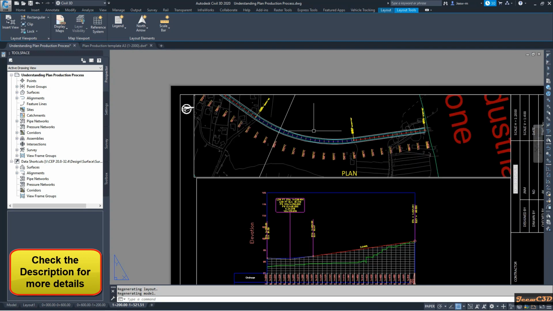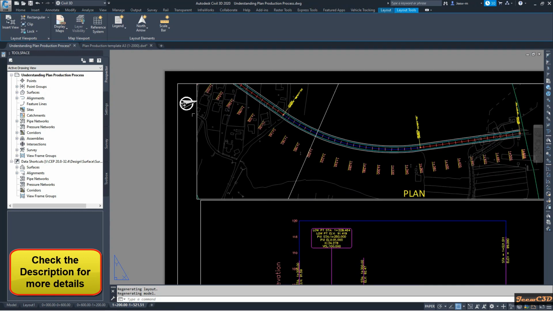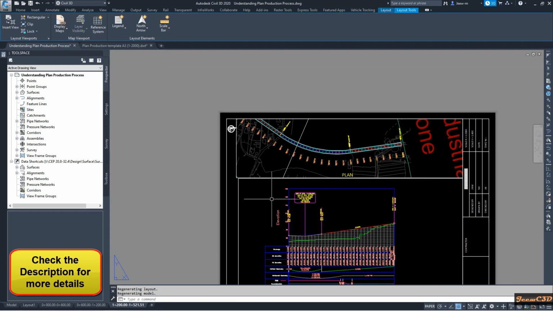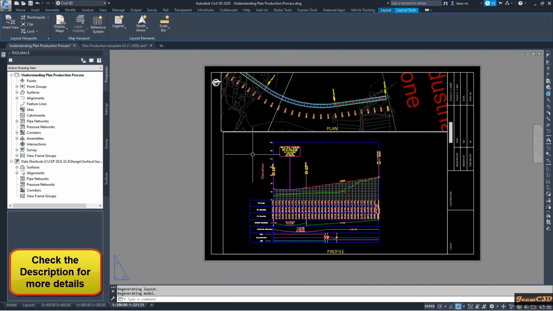Always we are rotating the view frame to the horizontal direction. So to get the real directions, we need this north arrow. So now we know what the plant production process is and how it is happening.